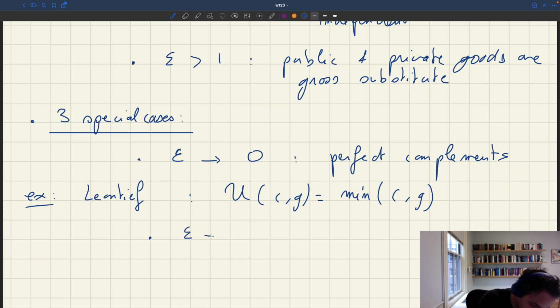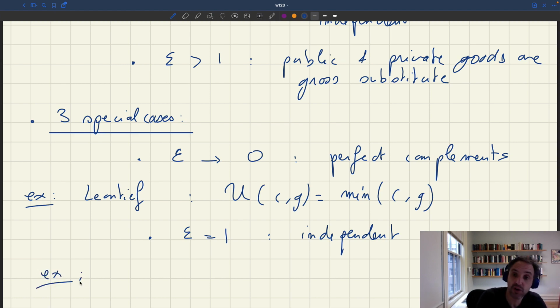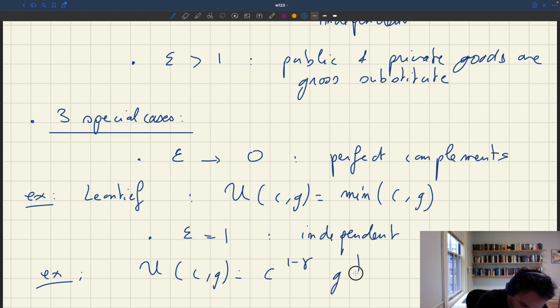Then another interesting case is epsilon equal to 1, when the two goods are independent. So we said this is when public and private goods are independent. What's an example of epsilon equal to 1? Well, that's a classic example with Cobb-Douglas utility. So when you have U(C,G) equal to C^(1-gamma) G^gamma, and you have Cobb-Douglas utility, in a case like this, you get epsilon equal to 1.